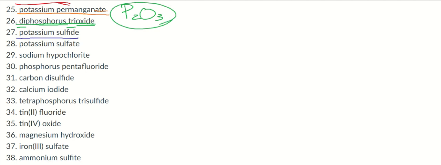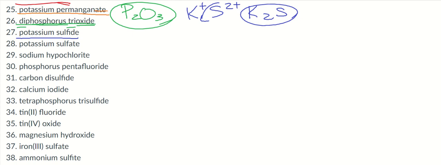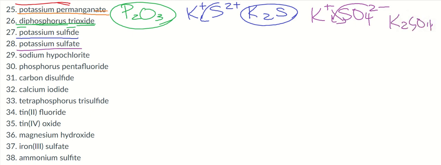Potassium sulfide. It's an ionic compound. Potassium has a 1 positive charge. Sulfur has a 2 negative charge. Crisscross. There we go. Sulfate is a polyatomic ion, so that is not an element. All right, sulfate is SO4, 2 negative. So let's crisscross these charges. There it is.